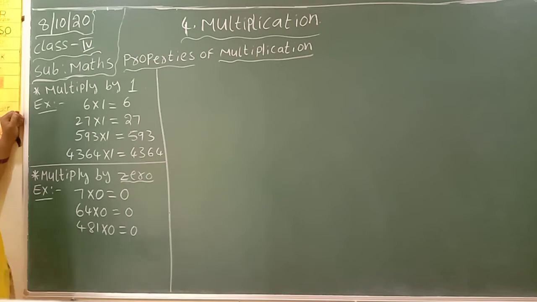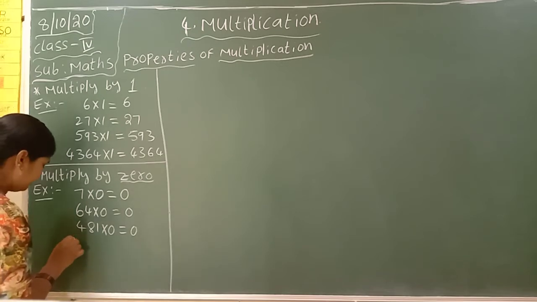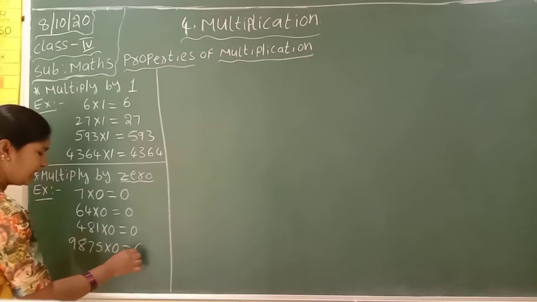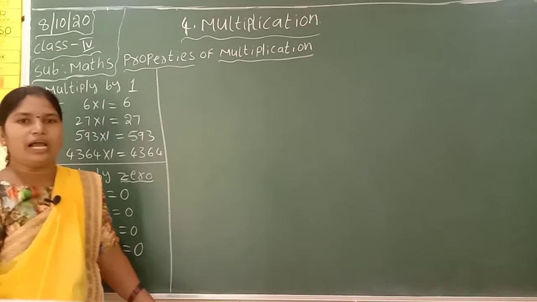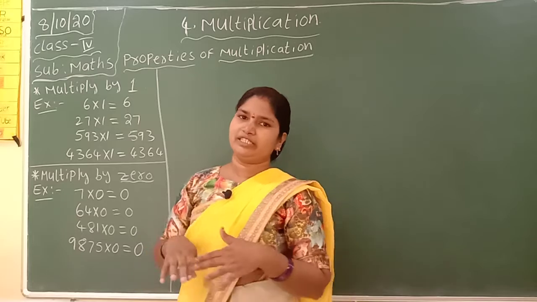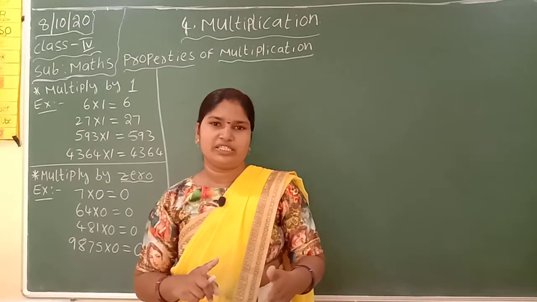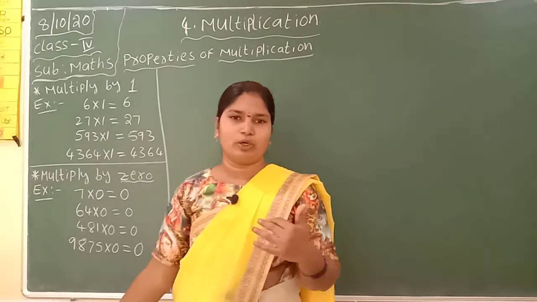Next, 9875 into 0, then also 0. Like this you can take any number of digits and multiply with 0, and we will get 0 itself. It is our second property.